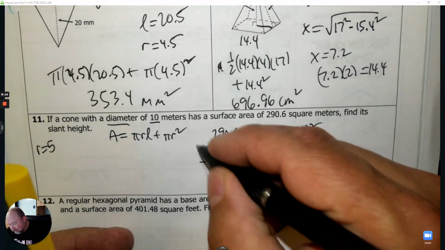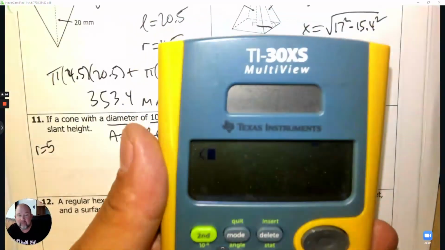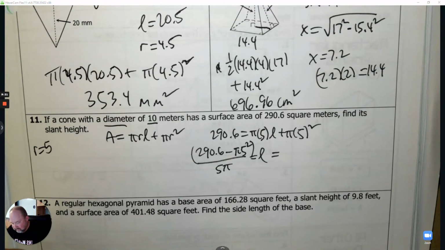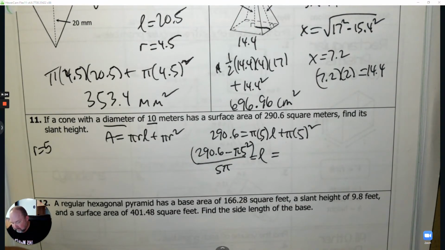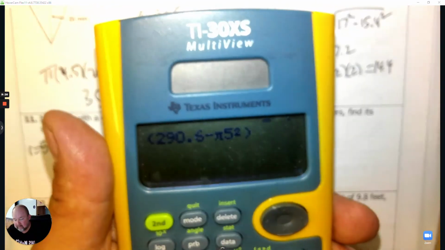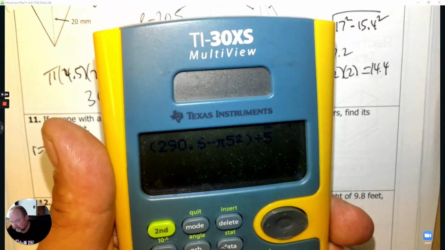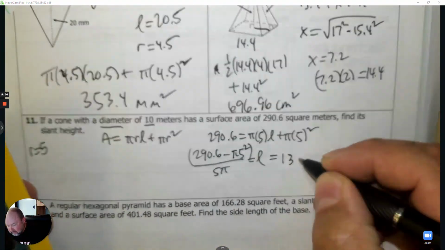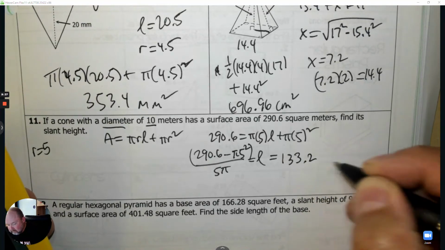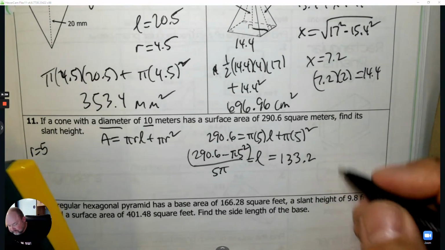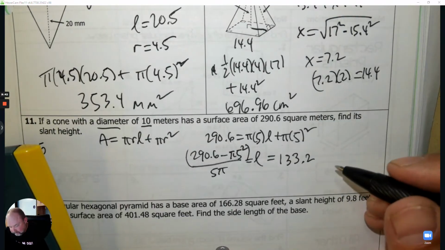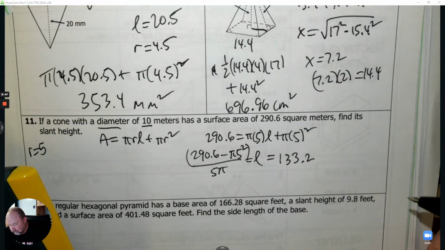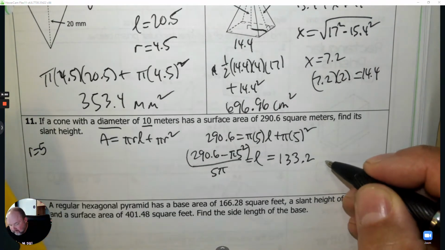So I'm going to put parentheses around this when I type it in. It looks like that, 290.6 subtract pi, 5 squared. Close the parentheses. So look at that. And then divide by 5 pi. And I get 133.2. And that's in meters.